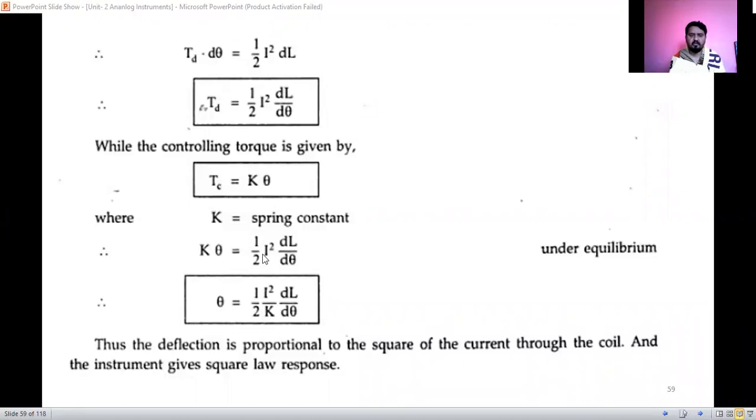It may be theta, it may be current, or it may be change in inductance or change in deflection, or deflecting torque or controlling torque. These parameters only we are going to identify here.